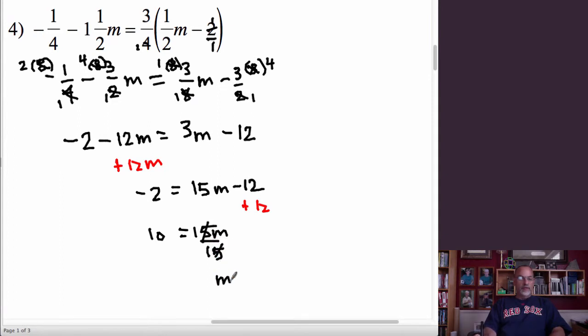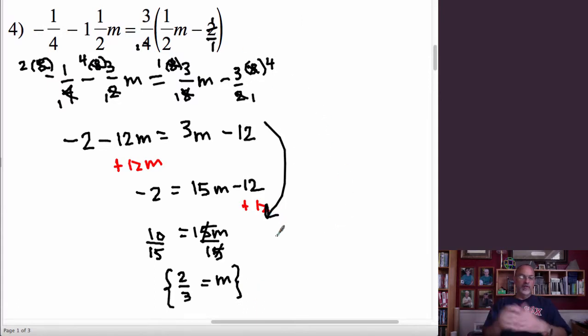So that reduces, so m is equal to 10 over 15. But I want to reduce that. Dividing by 5, I get 2/3. So m is equal to 2/3. So again, in the middle portion here, I didn't have to deal with the fractions because I found my least common multiple and applied the multiplication property of equality first.